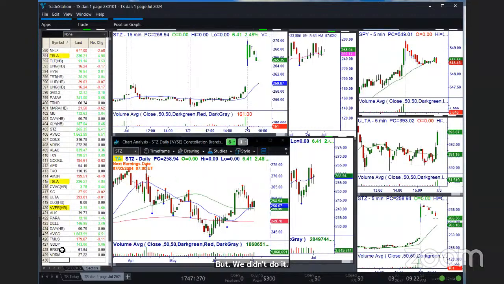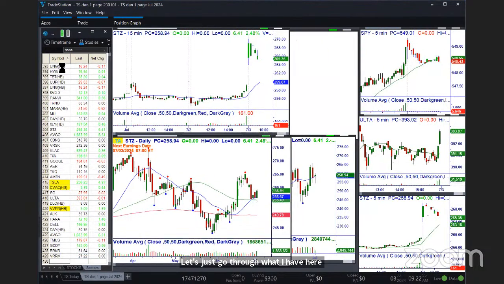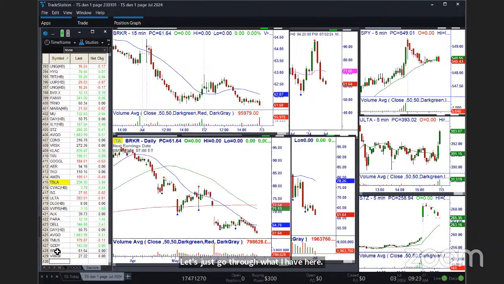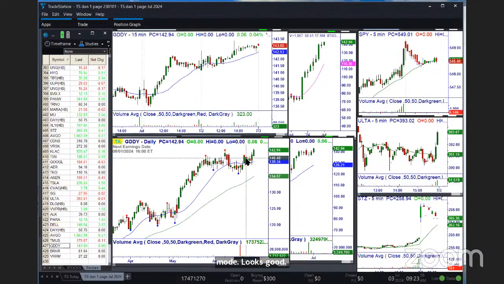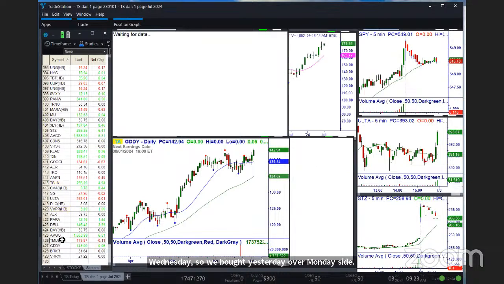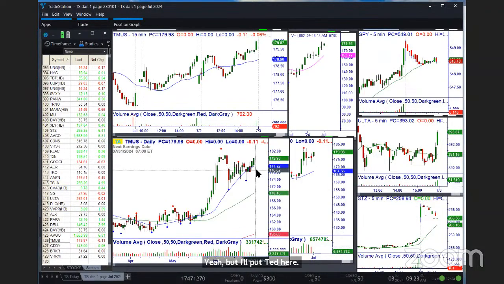Let's just go through what I have here. Broker, which shorted yesterday, so we're just in trail mode. Looks good. GoDaddy, we're long. Consolidation pattern. Today's Wednesday, so we bought yesterday over Monday's high. Gapping up a tad here. TMOS was also on my long list, but yesterday's gap down, I wasn't as excited about it. But look, it negated the gap down and closed with a higher high. Just not sure about the reward to risk, but it's bullish.